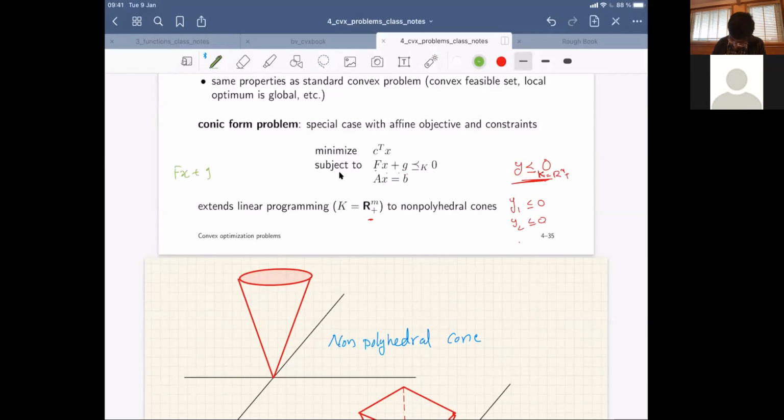f(x) plus g, the first component is less than or equal to 0. Similarly, for all i. So this is like a1x plus b1 less than or equal to 0, a2x plus b2 less than or equal to 0. You have many linear inequalities.